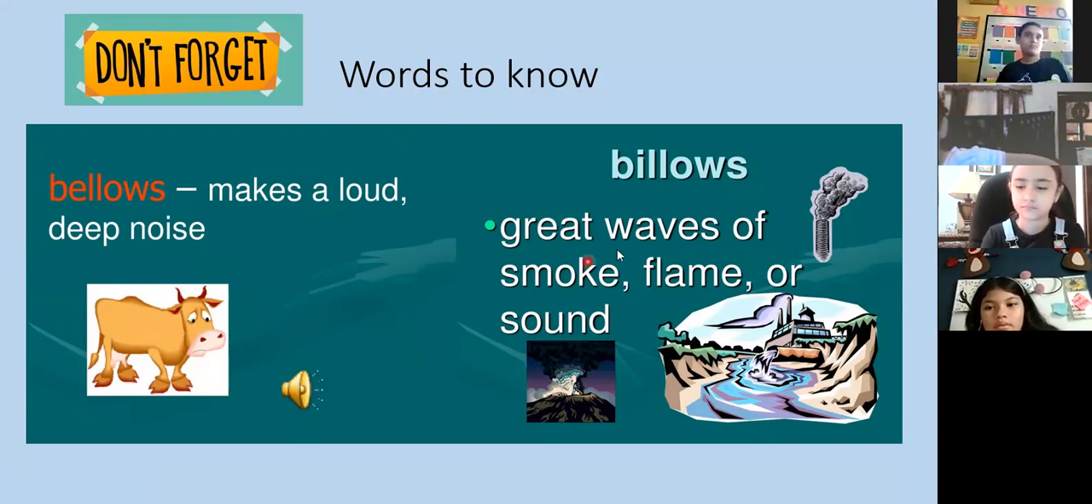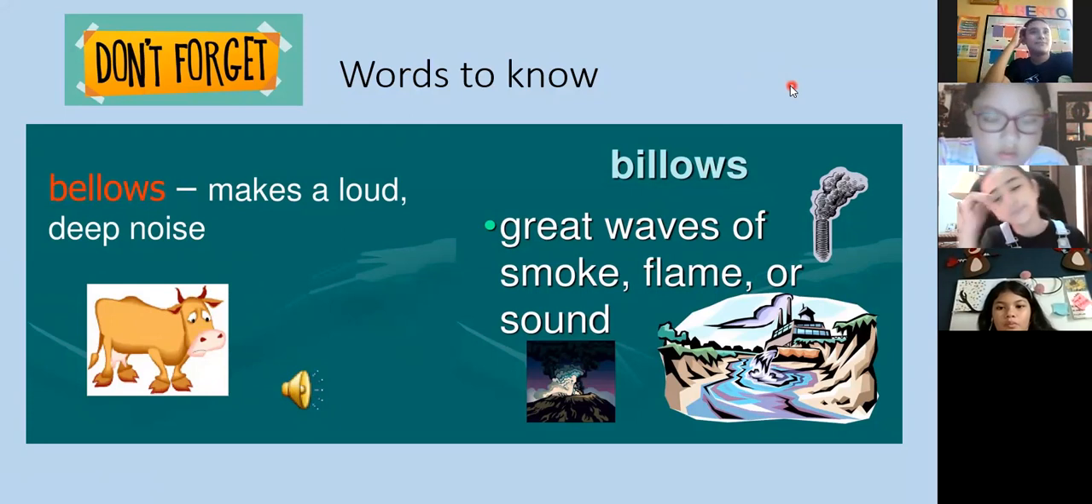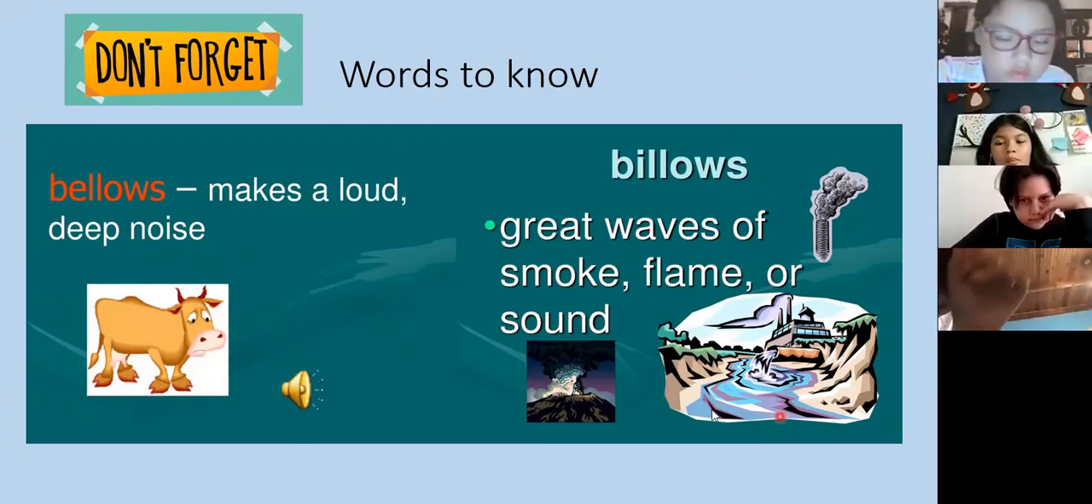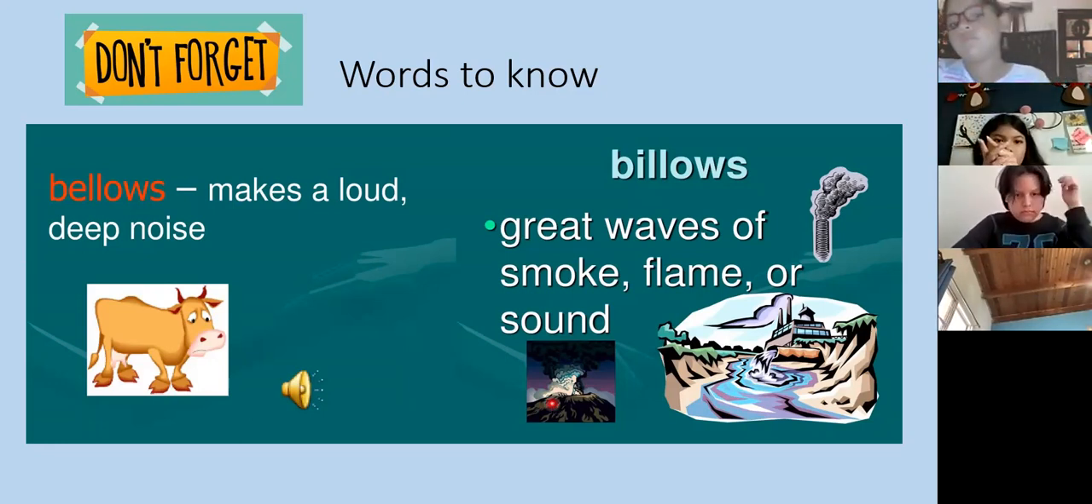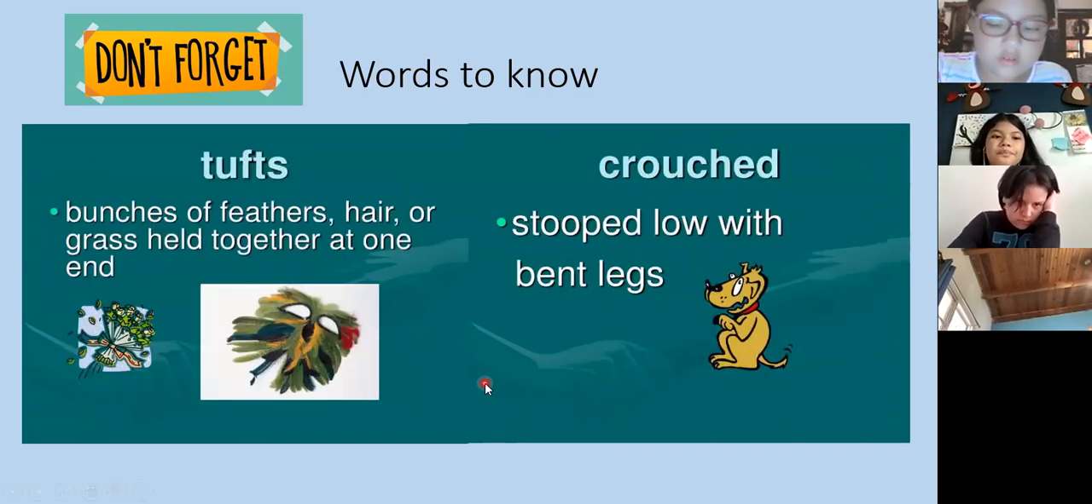Now, also we have the word billows. What is billows? Great waves of smoke. That's right. They are waves of smoke. Look at the picture here. You have some examples. Now, you need to study this vocabulary that is coming. Also, we have another word that is tufts.